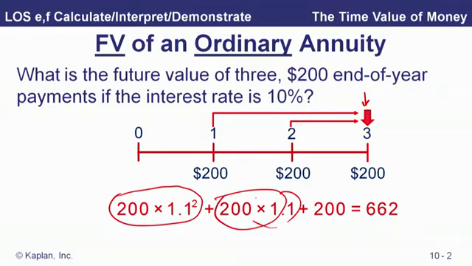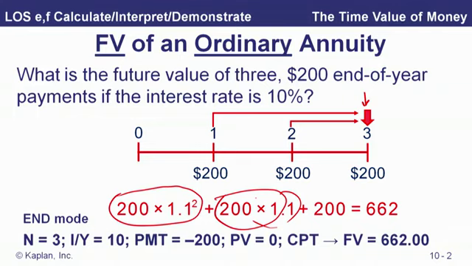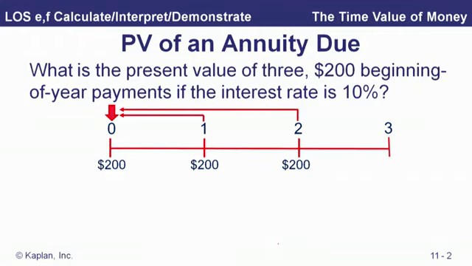So the answer is, those 3 deposits earning 10% a year, you would have $662 in the account on the day that the third deposit of $200 is made at time 3, 3 years from now. And there's your calculator solution down there, nothing surprising there. Payment is minus 200. There's nothing in the account to start with, so present value is 0. We compute the future value and get 662.